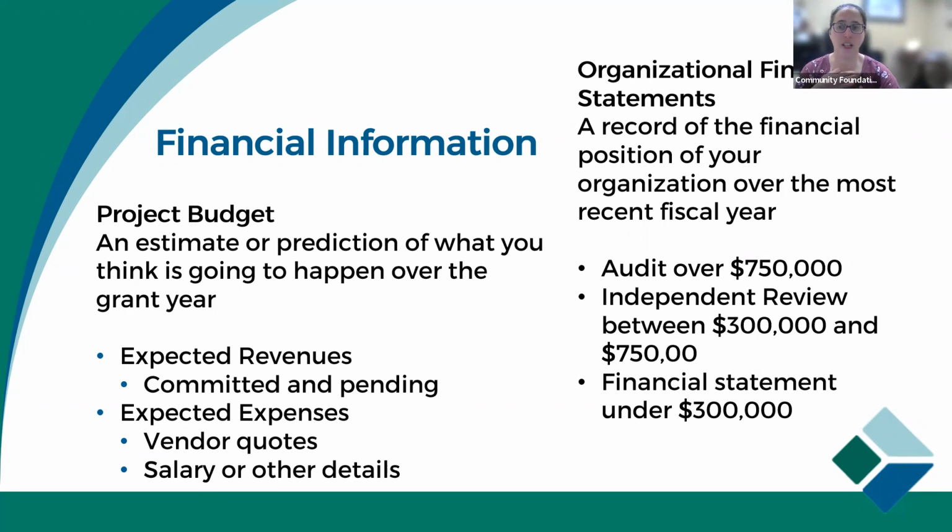If your organization has between $300,000 and $750,000, oh, I'm missing a zero there, sorry, $750,000 in revenues, then you're going to need an independent review. So this is an independent CPA, somebody outside of your board, somebody outside of your organization, takes a look at your books and says, yeah, it all looks like you're making the accounting steps necessary to reconcile everything, the money coming in, the money going out through your organization.